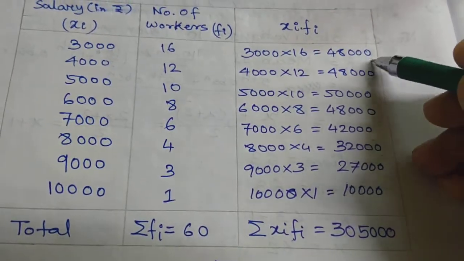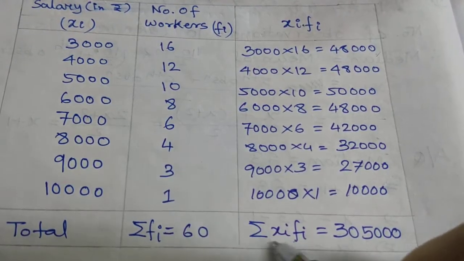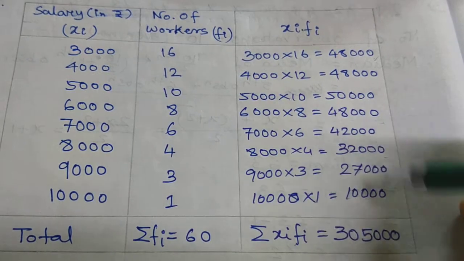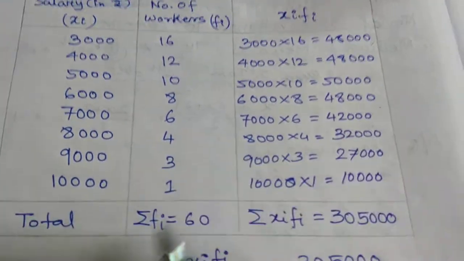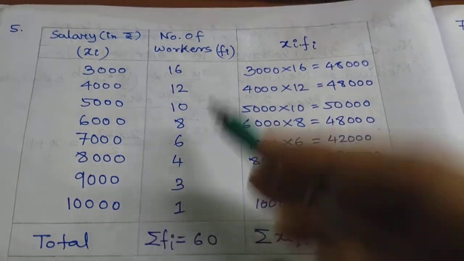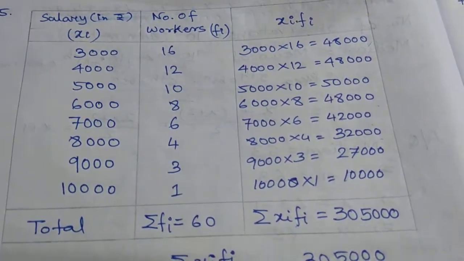You can see each xi fi. If we add, we can write like this. This summation sign denotes the addition of all the xi fi. Similarly, you can see here this is the fi, and summation fi means the sum of all the fi's. That denotes the summation fi.